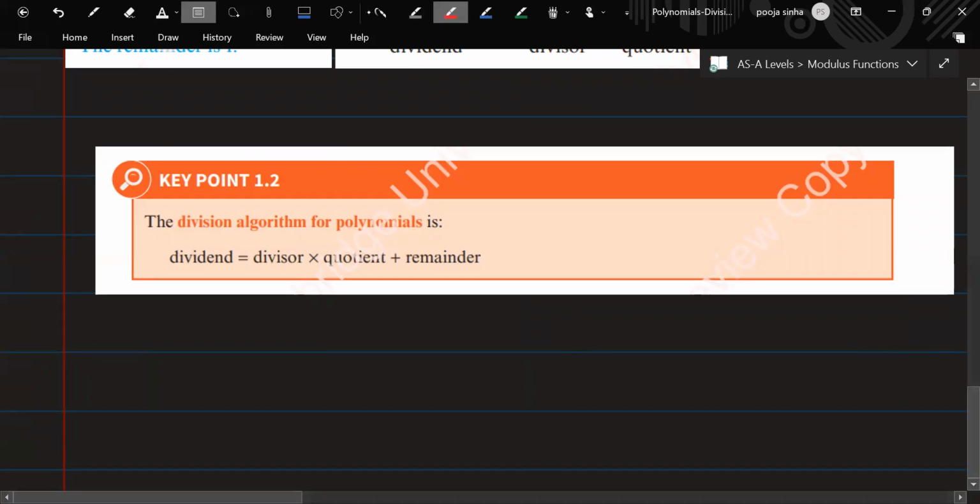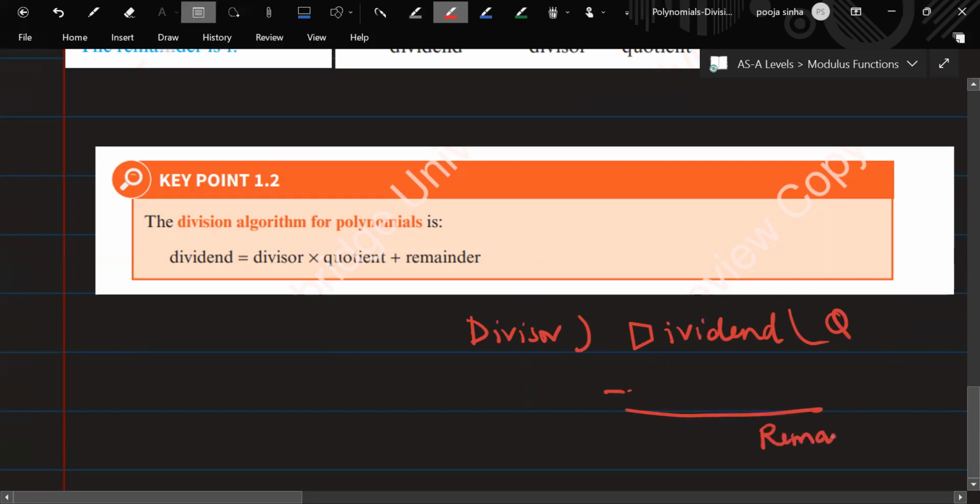Divisor means, this is the dividend. This is the divisor. This one is the quotient. And this one is the remainder.